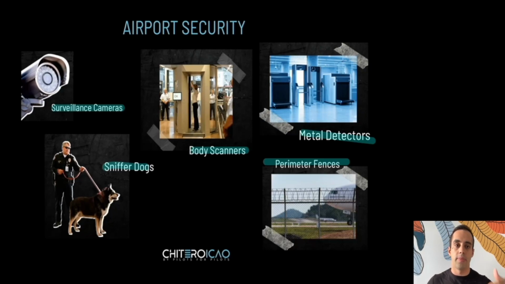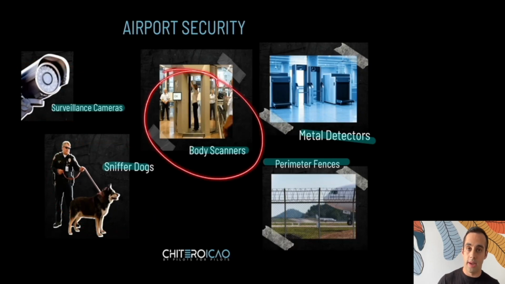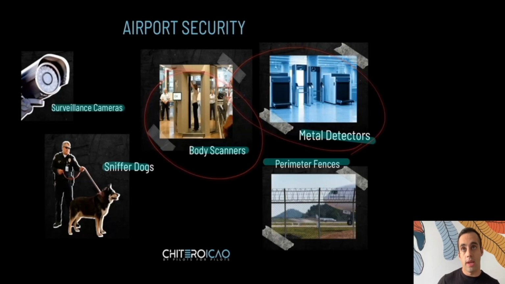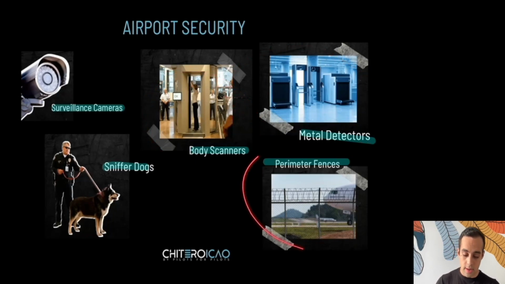So what do you think about the airport security? It's great because in most of the airports in Brazil have surveillance cameras, sniffer dogs, and we can also find body scanners, metal detectors, and they protect the movement area by using perimeter fences.